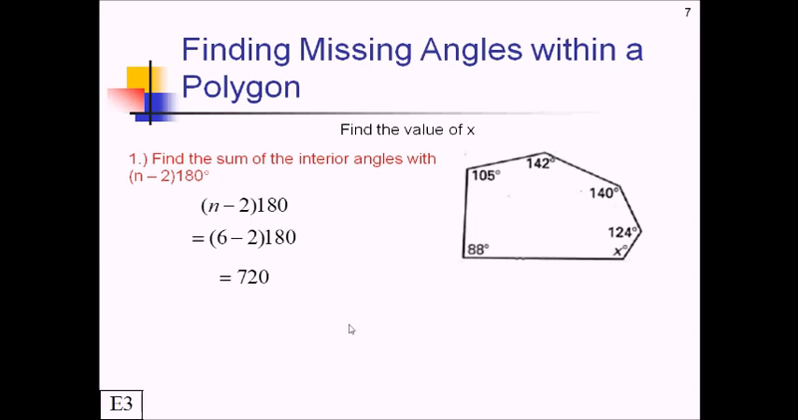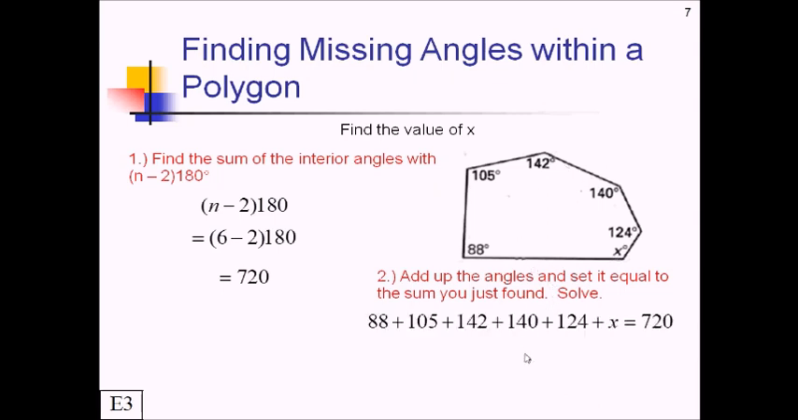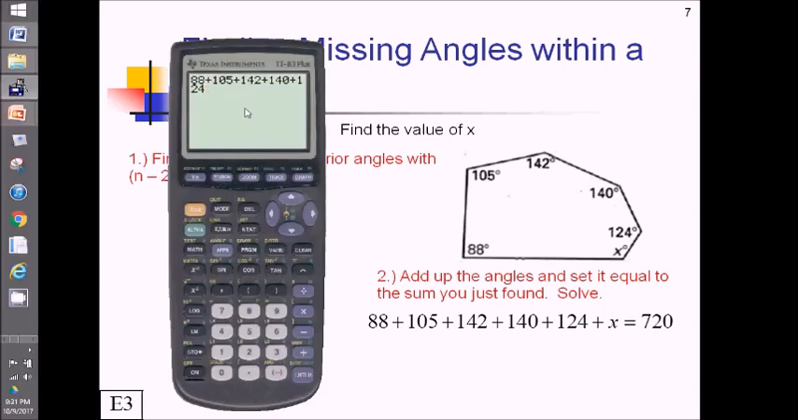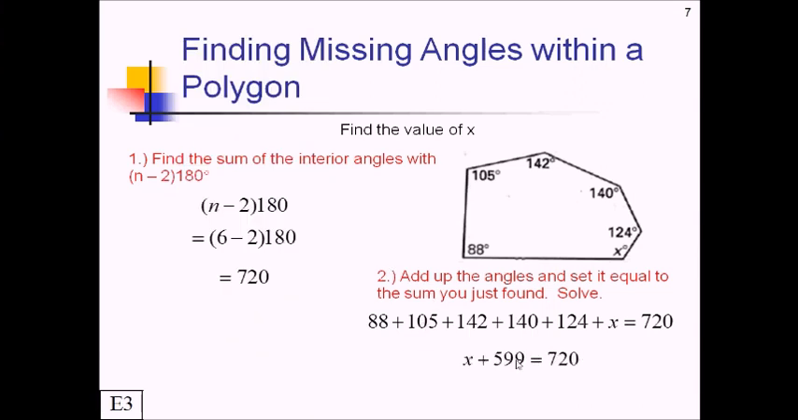All right, next, we should probably figure out how many degrees we've already got. So add up the angles and set it equal to the sum that you just found, and x has got to be in there too. So all of these added together. I'm going to use the calculator for this part of it. So all of those angles we've already got add up to 599. And if I subtract that from 720, I'm going to get x equals 121.